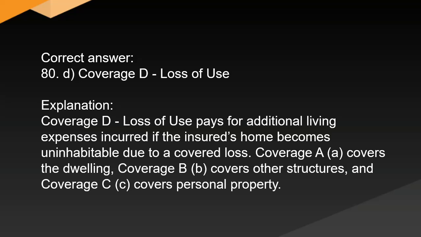Correct answer. D, coverage D. Loss of use. Explanation. Coverage D, loss of use, pays for additional living expenses incurred if the insured's home becomes uninhabitable due to a covered loss. Coverage A covers the dwelling. Coverage B covers other structures. And coverage C covers personal property.